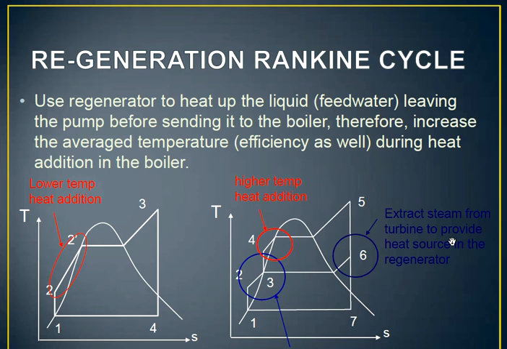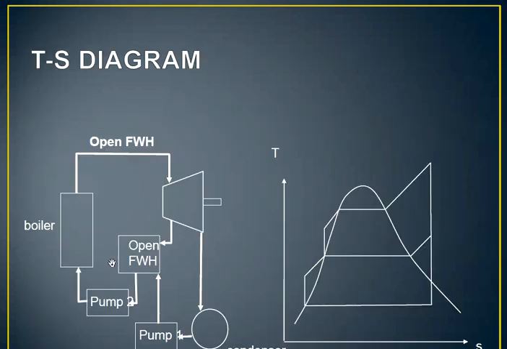So here we have the regeneration cycle. In the regeneration cycle, the heating of the water takes place in two stages. The first stage is in the economizer, where we use the waste heat coming out of the turbine to heat it, and then we have the second stage where higher temperature heat addition is done. So two stages. So this is the second stage of heat addition. So this is how we have a pump, we have a boiler, and we have another pump. This is the open FWH.